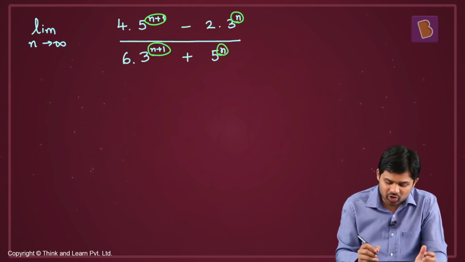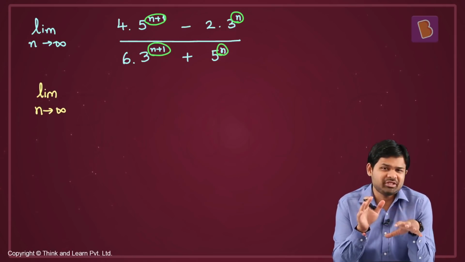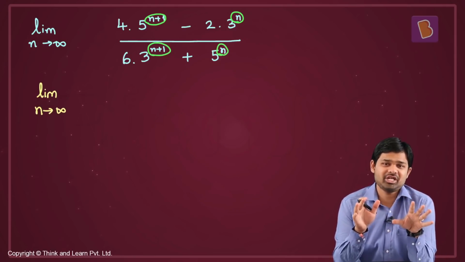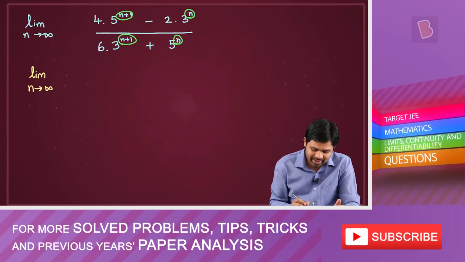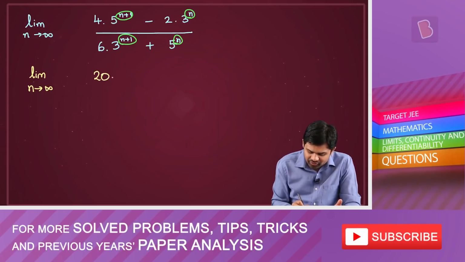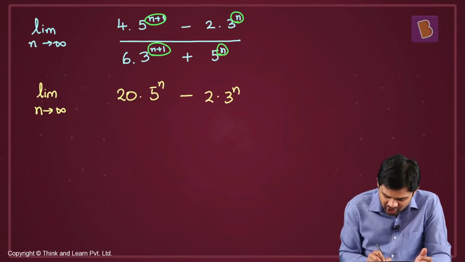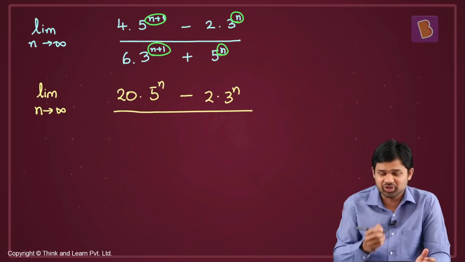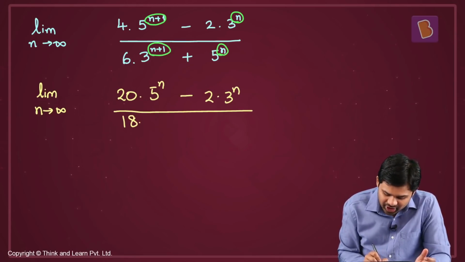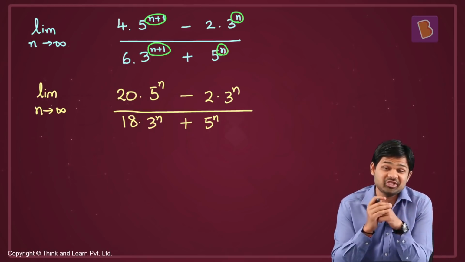So first thing I'm going to do is rewrite my expression as limit n tending to infinity. I want to keep just 5 to the power n's and 3 to the power n's. So all these raised to the power n plus 1, I'm going to convert and write as 25 to the power n minus 2 into 3 to the power n. That's not going to change. Divided by, now 3 to the power n plus 1 is 3 times 3 to the power n. So that's going to be 18 3 to the power n plus 5 to the power n. So that's how I'm going to rewrite this.